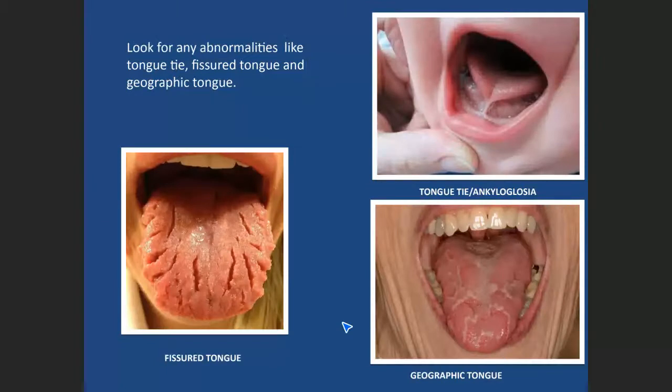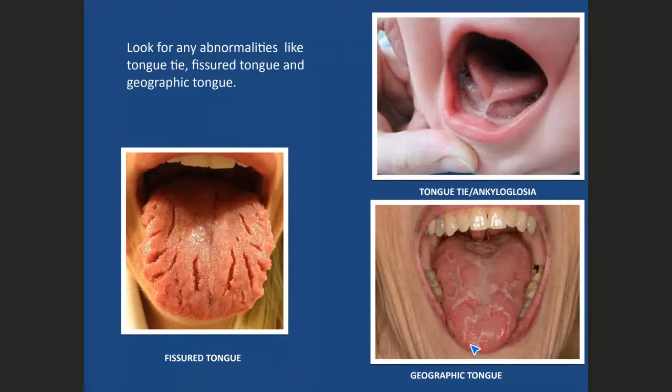Okay, now few abnormalities of the tongue or normal variation of the tongue. This includes fissured tongue. Can you see here? These are fissures on the dorsal surface of the tongue. This is tongue tie or ankyloglossia. In this, the patient feels extreme difficulty in speech. So you have to remove this part by doing minor surgery.